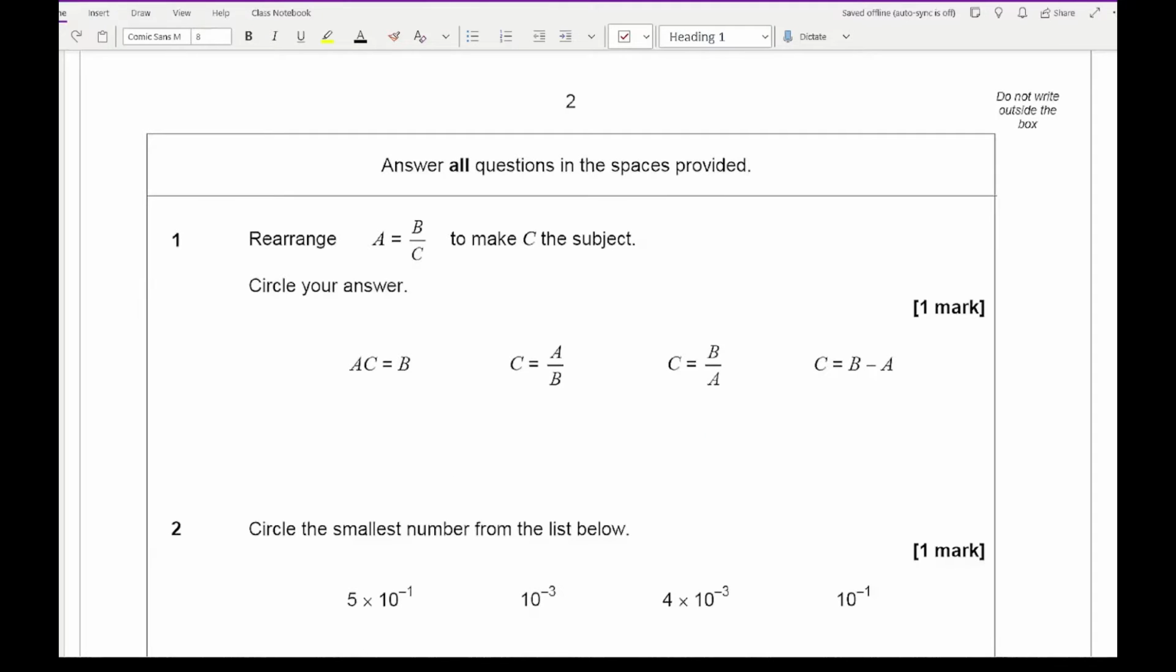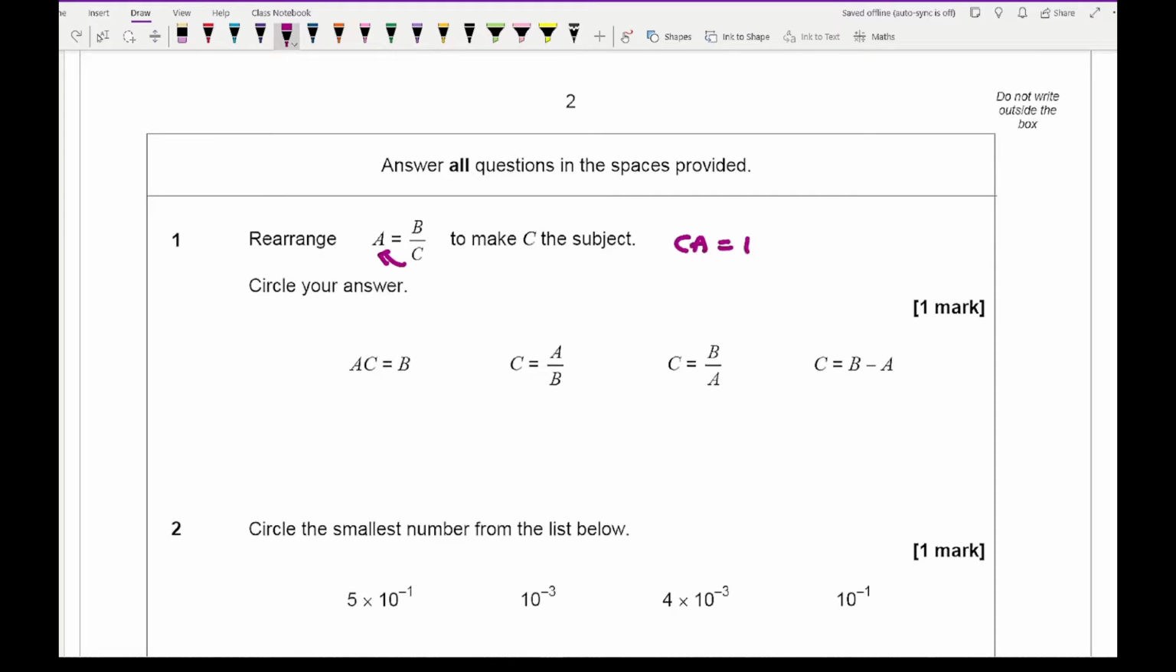So let's get started on question 1. Question 1 reads, rearrange A equals B over C to make C the subject. So for this, if we first of all take C over to the side, what we end up with is CA equals B. And again, we want to make C the subject, so we want to get rid of the A. A is being multiplied by C, so to get rid of the A, we need to divide by A. So what I'm looking for is B divided by A, which is our third option.